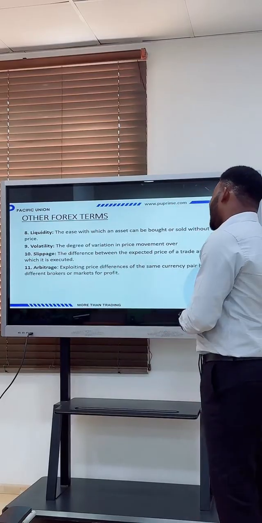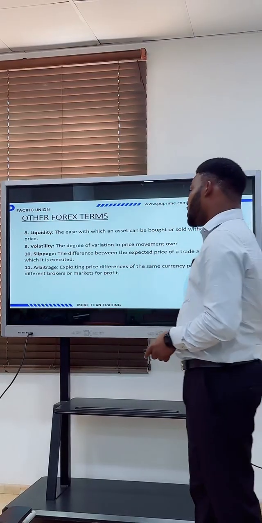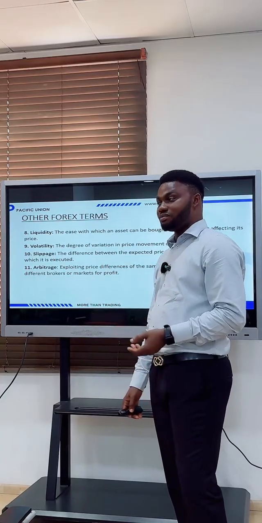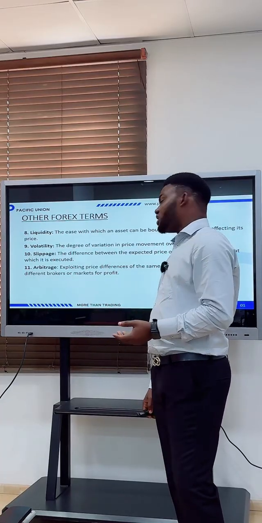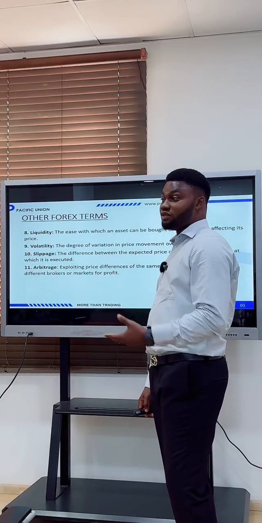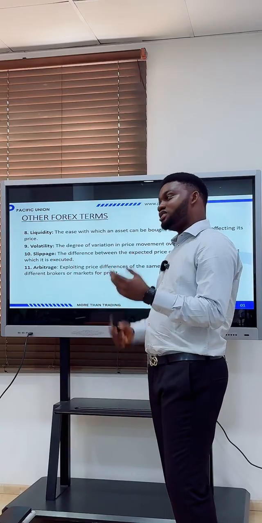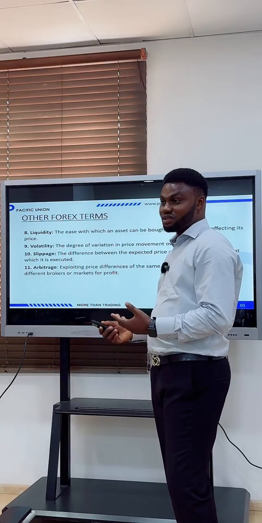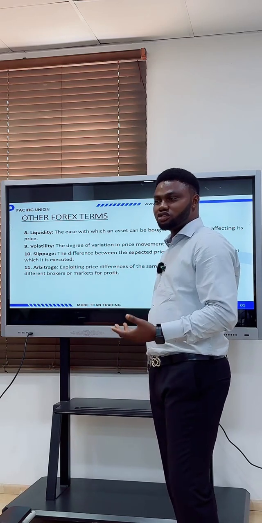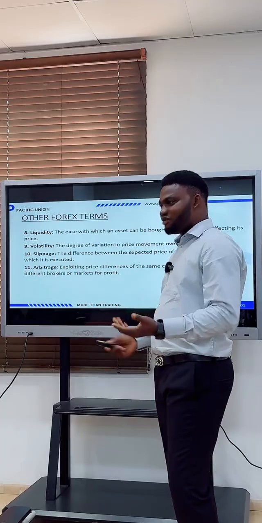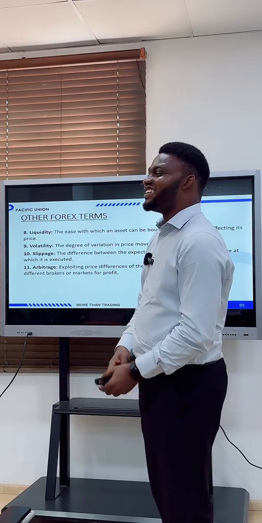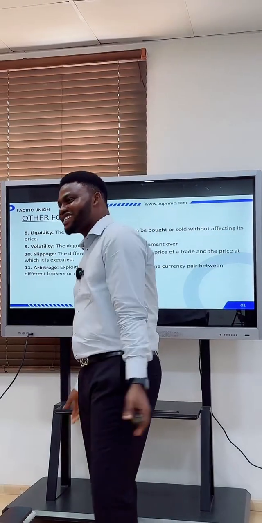Liquidity is the ease with which an asset can be bought or sold. Liquidity simply means how active a currency is at a particular time. Volatility is the variation of price. For example, you hear people say that gold is very volatile. What it simply means is that it can move at a very fast pace. Does it have an advantage, in your favor or against your favor? Fast. Whether it's going your way or not going your way, it's fast.